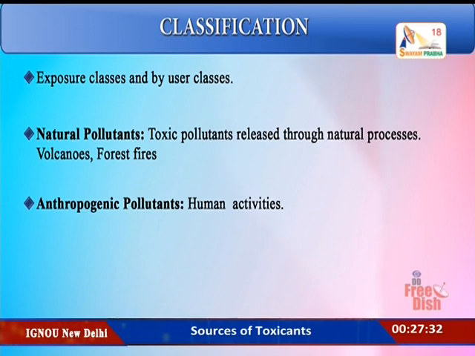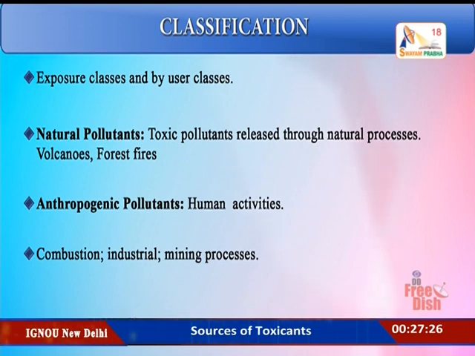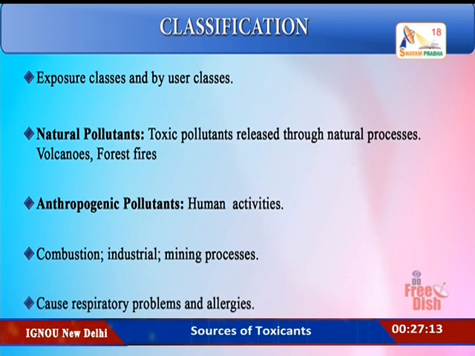Anthropogenic pollutants come from human activities. This could be from combustion activities, like from industries, or from mining processes, and all of this can release chemical emissions, particulate matter, and gases like nitrogen and sulfur oxides, and they can create respiratory problems and allergies among human beings. Therefore, the learning objectives of this module include understanding the various sources of toxicants, especially their classification, whether they are of natural origin or come from human activities, and we will see the several sources from where these toxicants can come.